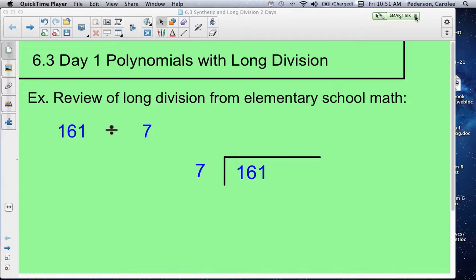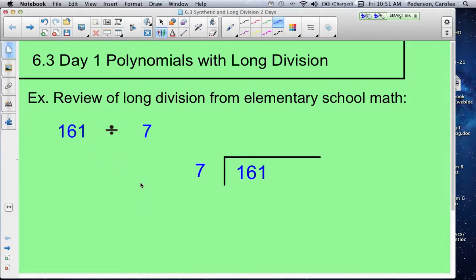So this first example does seem a little bit elementary. It is what we taught you in elementary school, but it's going to lead into what we're going to do today. So you may just want to watch on this first example. So in elementary school, we did a lot of division where we say, okay, how do you take 161 and divide it by 7? Remember, that numerator is going to go underneath. And then the denominator is what you're dividing into.